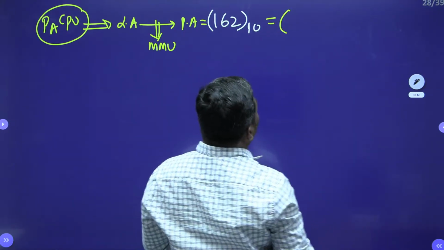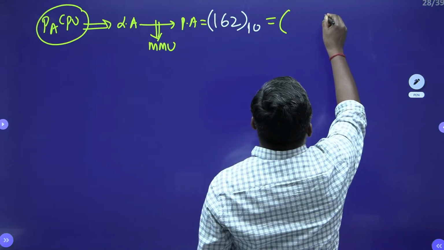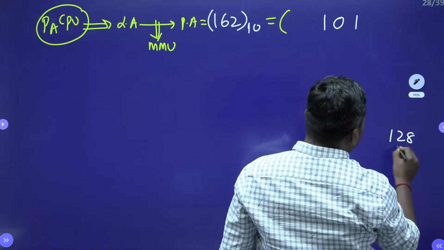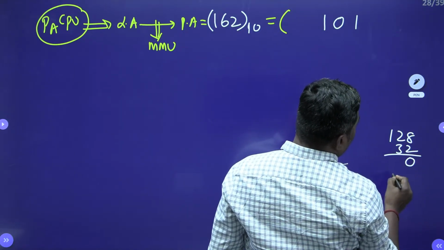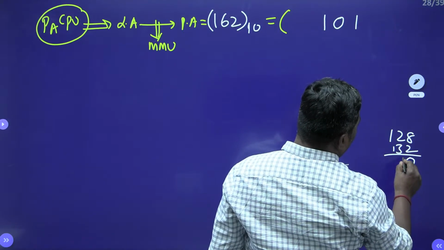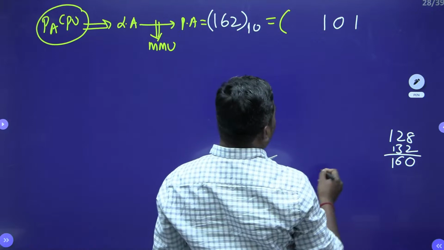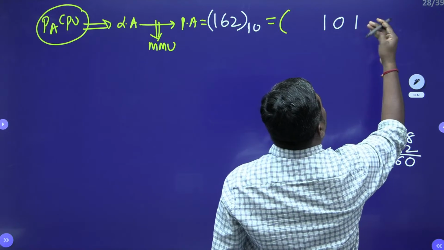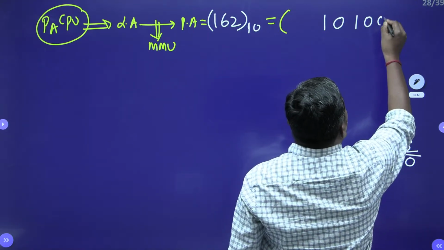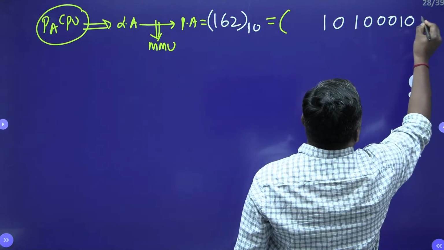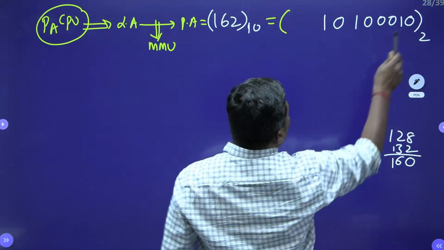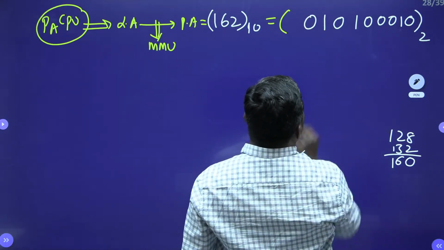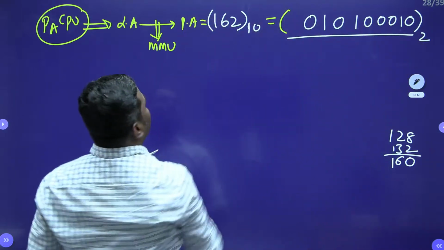How to write 162 in binary? 162 means 128 position, then 64 is 0, 32 is 1. So 128 plus 32 is 160, and then you need to add 2. So the positions are 128, 64, 32, 16, 8, 4, 2, 1. This is binary. How many bits? 1, 2, 3, 4, 5, 6, 7, 8. But it is a 9-bit address, so I am adding a 0. So this address came from here, the physical address.